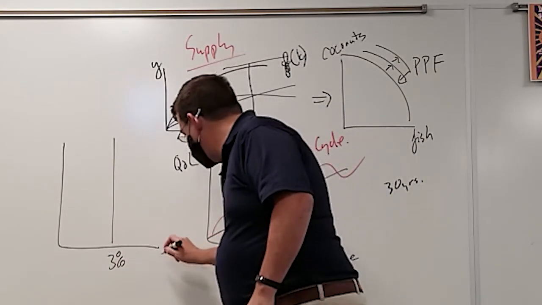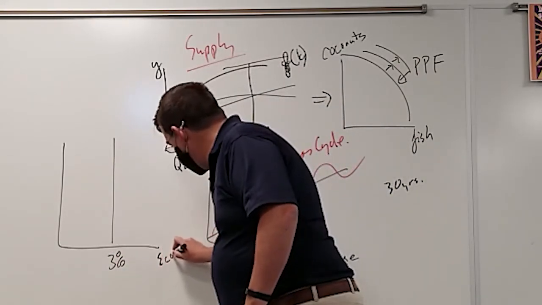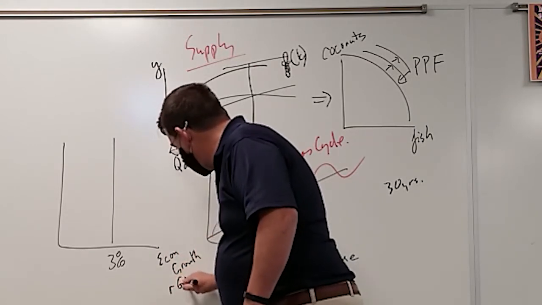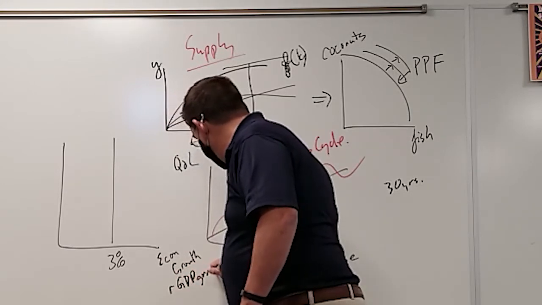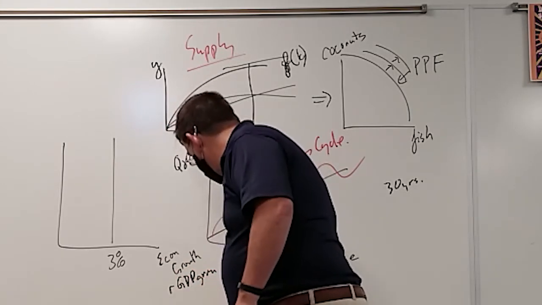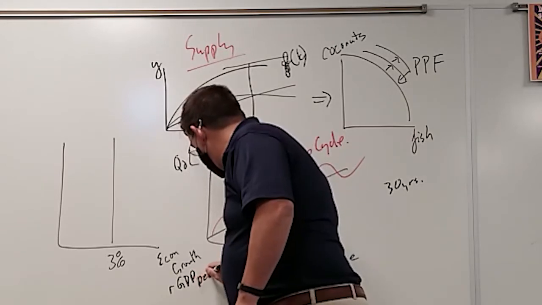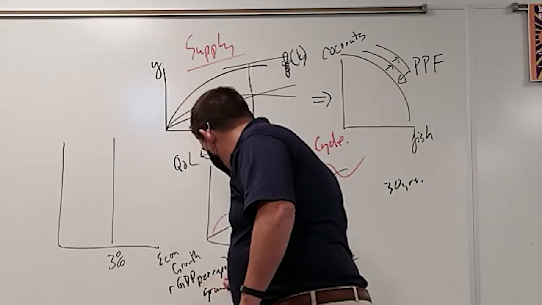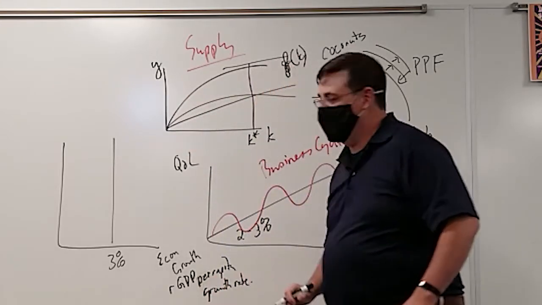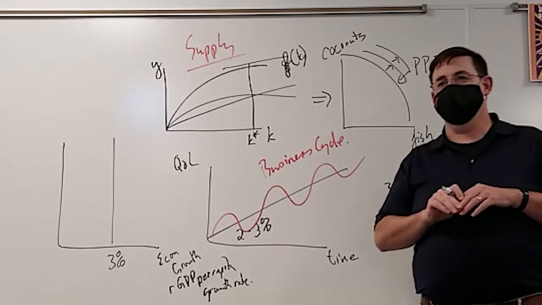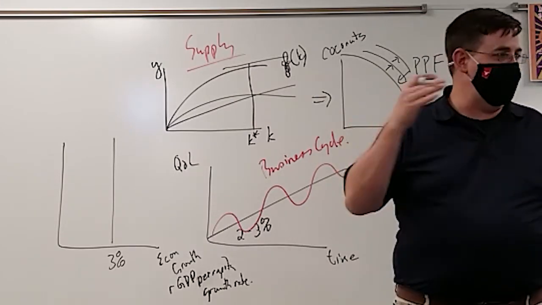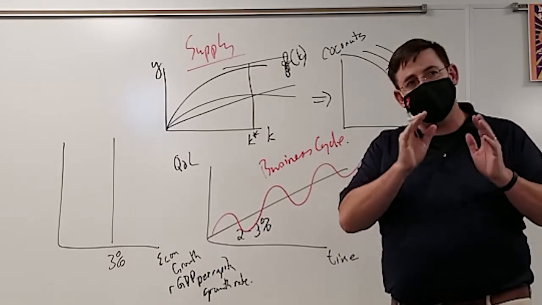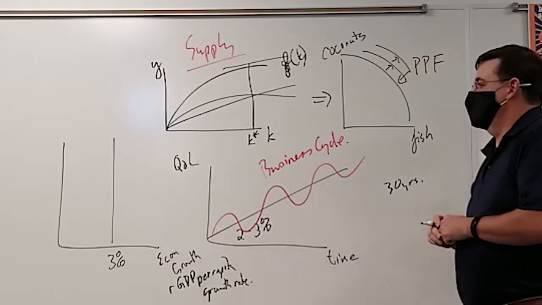So then I would put on this axis economic growth, or real GDP growth, or real GDP per capita growth rate. This is not how Mankiw does this. However, this is how Cowen and Tabarrok describe the aggregate demand, aggregate supply scenario. I think it makes a little bit more sense. It made more sense to me.